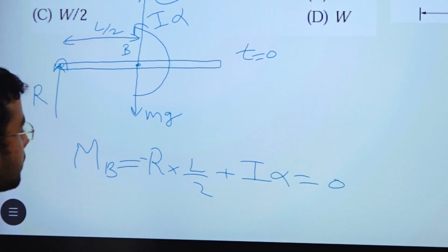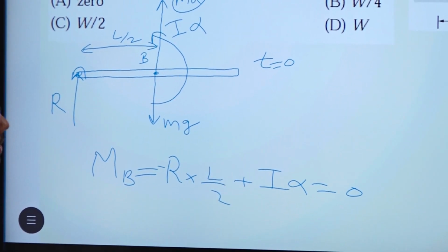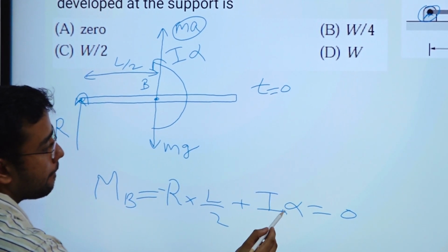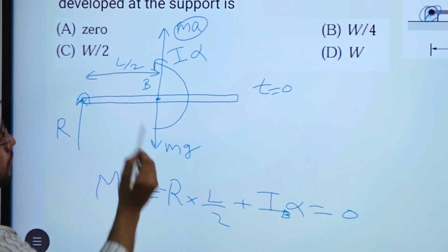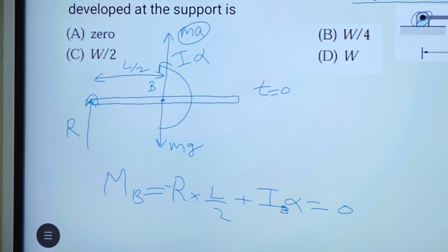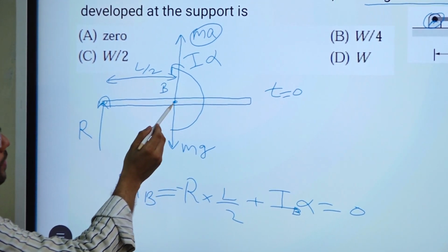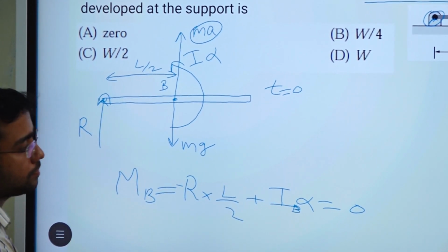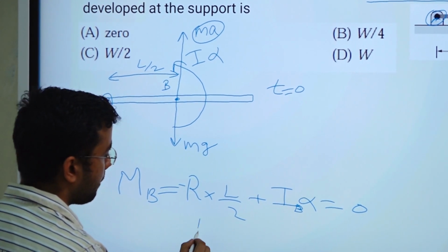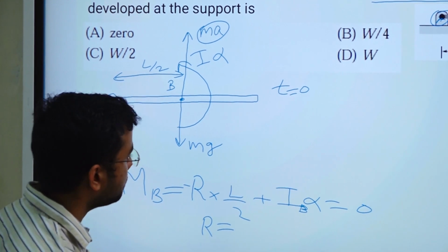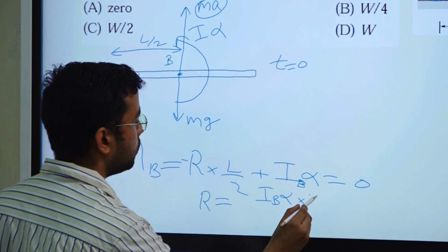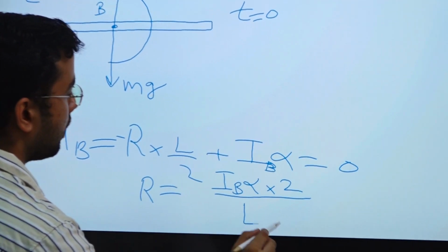Now this I, what is this I? This I is nothing but moment of inertia of this rod about this point B, because we are taking moment about the point B. Because we are taking the moment about point B, this I will become IB. So now we have to find out directly R from here. So R will be equal to IB alpha into 2 divided by L.